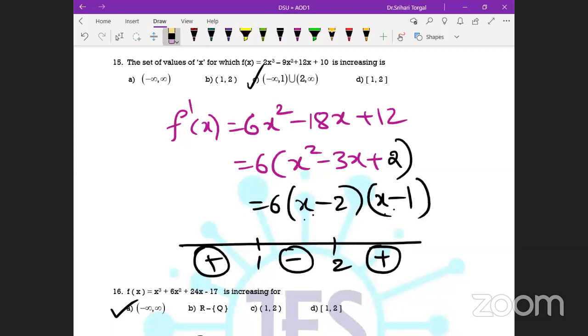So it is 1 to 2. In 1 to 2 it is decreasing, and in the rest it is increasing. Right.